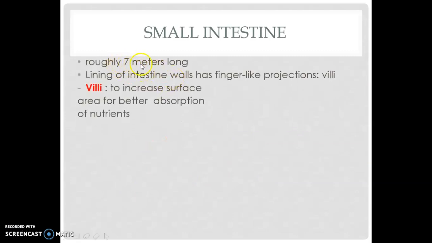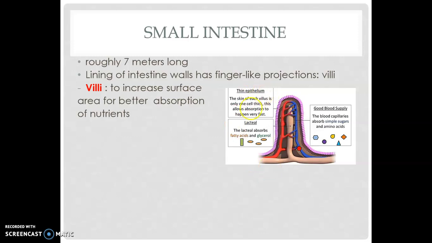The small intestine is about 7 meters long. The lining of the intestine wall has finger-like projections called villi. Villi are important to increase the surface area for better absorption of nutrients. This is the structure of a villus, which has a very thin epithelium to make sure the absorption happens efficiently. They are surrounded by two different structures: the lacteal and the blood capillaries. The lacteal absorbs the fatty acids and the glycerol, and the blood capillaries absorb the sugars and the amino acids.